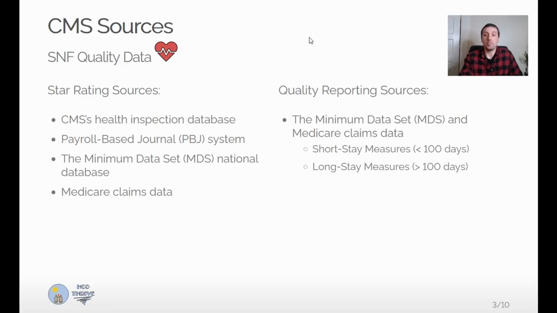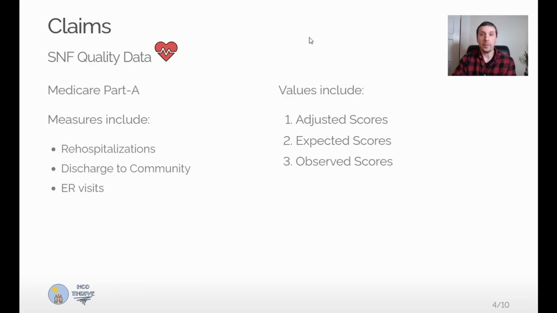In terms of the quality reporting sources, that mainly comes from the minimum data set and the claims data. These are divided into short stay measures, less than 100 days, and long stay measures, which are greater than 100 days. First in alphabetical order is the claims data set, which I was just talking about. Again, from Medicare Part A, measures include rehospitalizations, discharge to community, ER visits. In terms of values, you're going to have adjusted scores, expected scores, and observed scores.